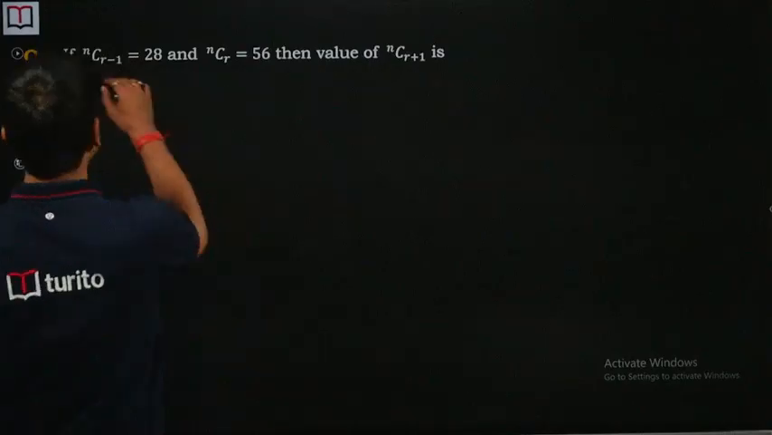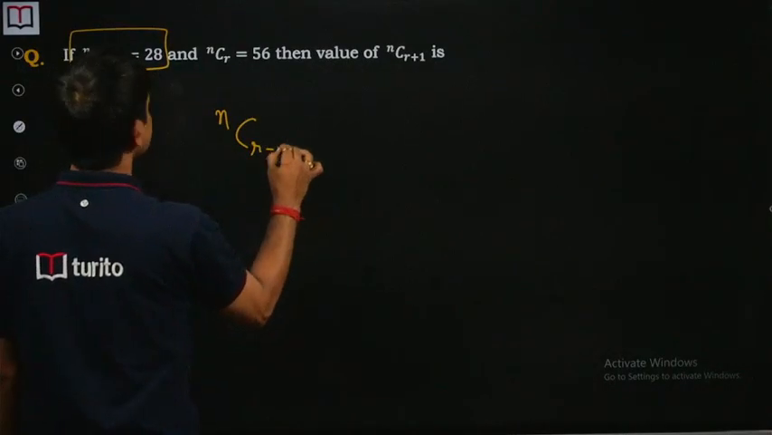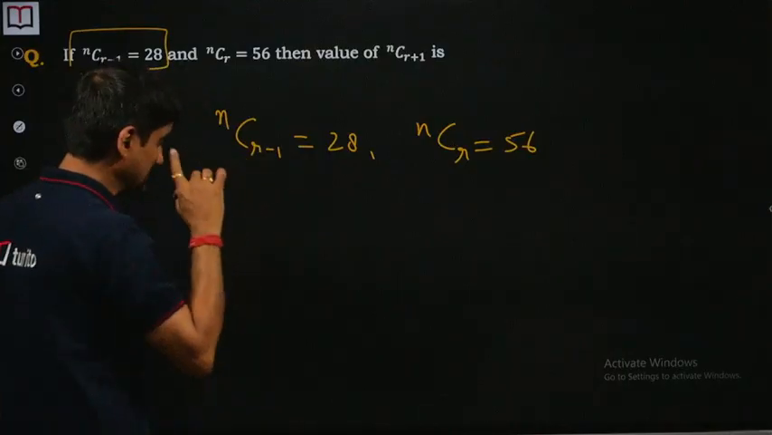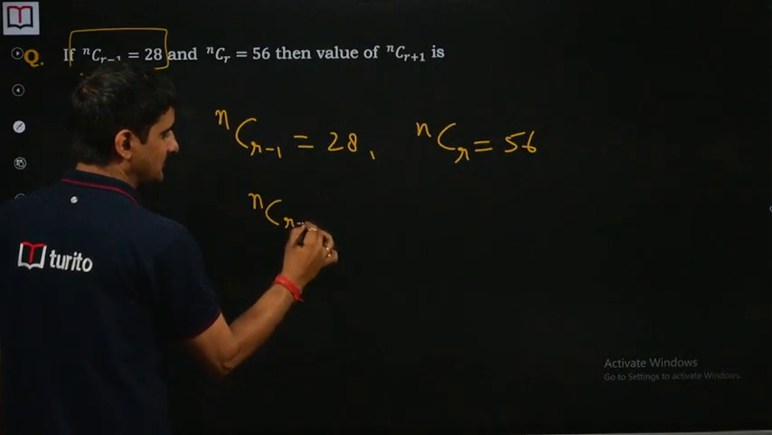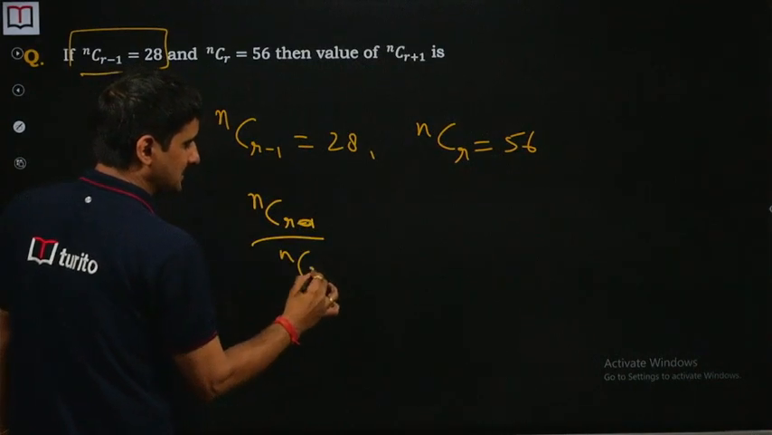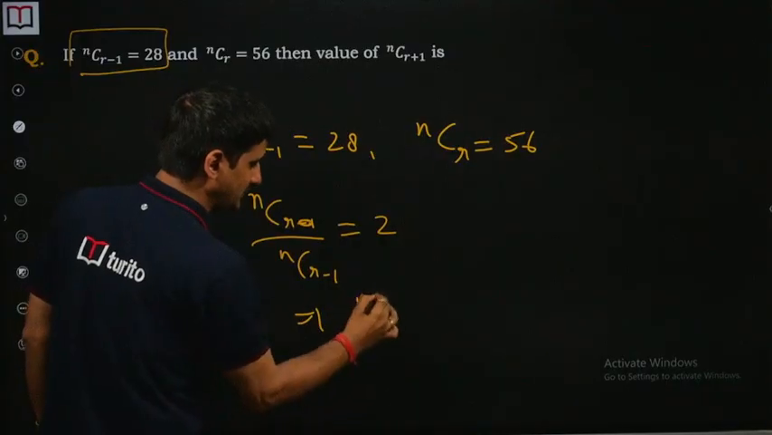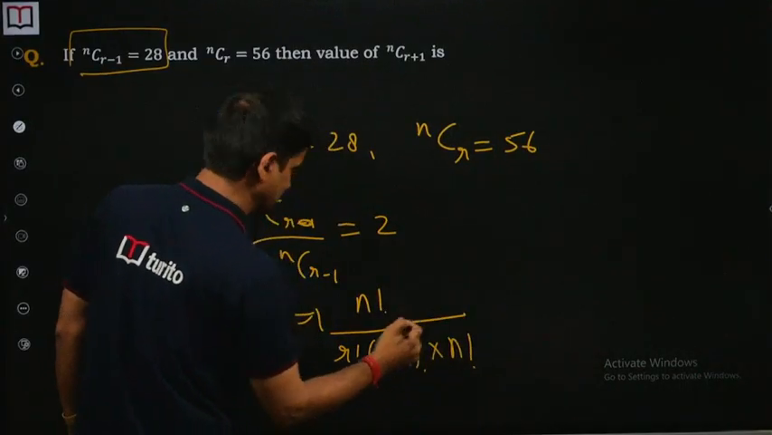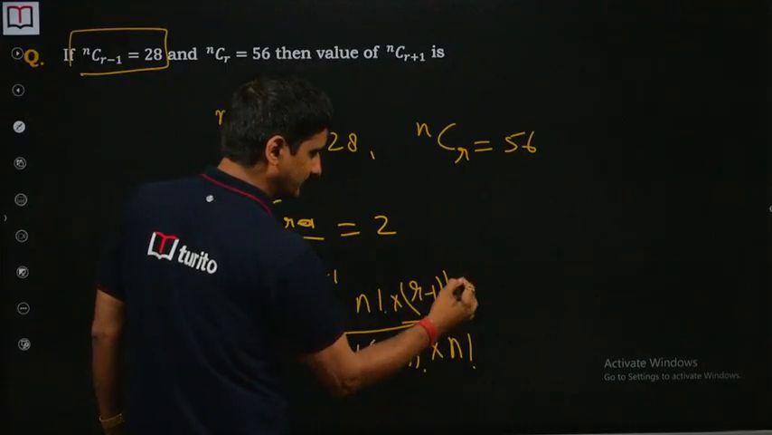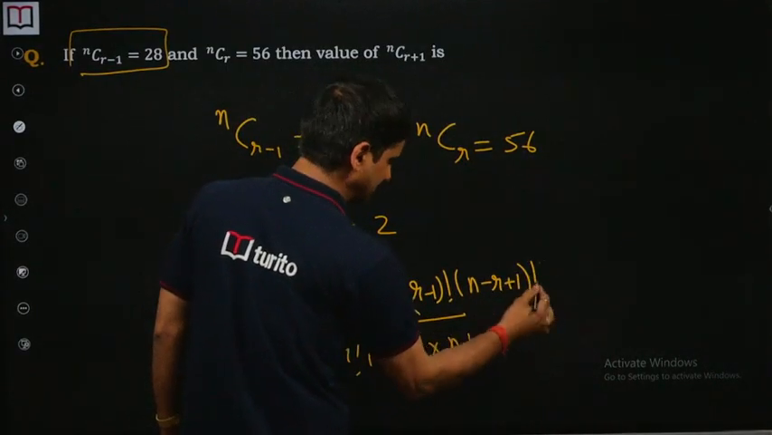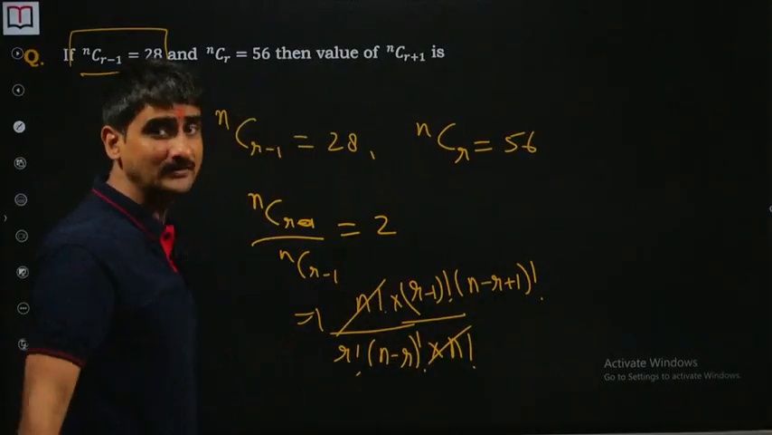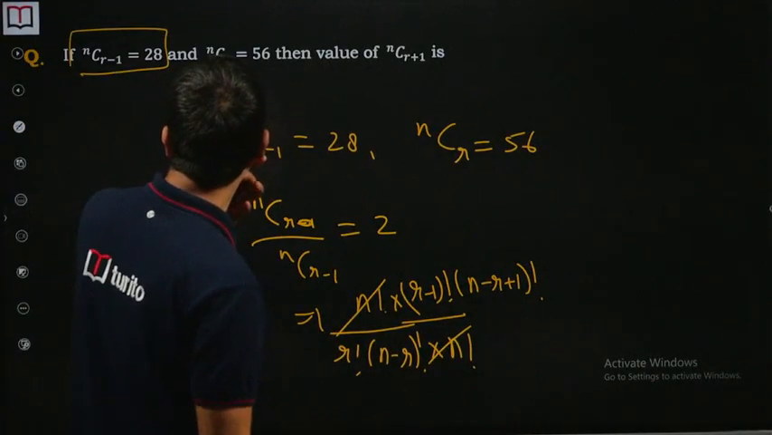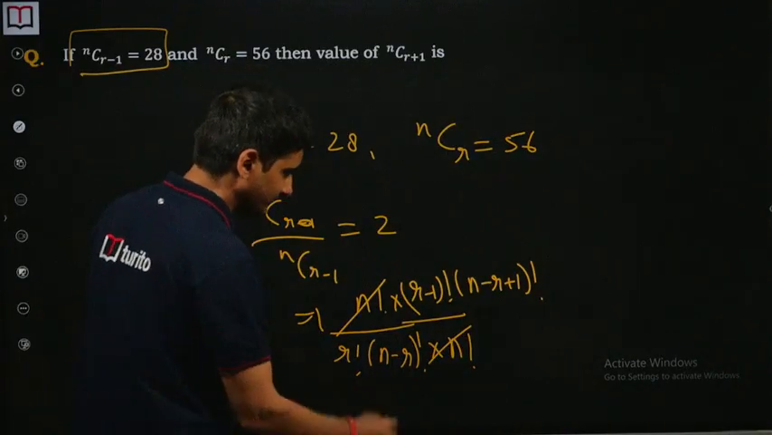Now the next one: nCr minus 1 is 28 and nCr is 56. Then we need nCr plus 1. These are consecutive binomial coefficients. nCr upon nCr minus 1 is 2, and what is it? n factorial by r. I always tell my students that you should know this ratio, because it might be quite important in the examination. We got a question where you are given two consecutive binomial coefficients. If we add them, we will get n plus 1. That's the trouble, so let's simplify it.